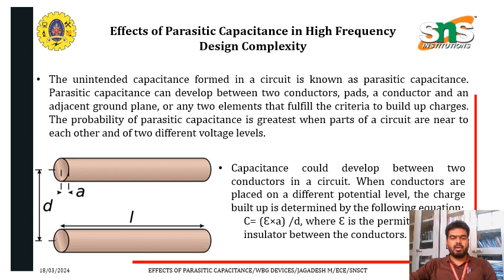Parasitic capacitance can develop between two conductors, at a conductor and an adjacent ground plane, or any two elements that fulfill the criteria to build up charges. The probability of parasitic capacitance is greatest when parts of the circuit are near to each other and at two different voltage levels. Capacitance could develop between two conductors in a circuit. When conductors are placed at different potential levels, the charge built up is determined by the following equation, that is C equal to epsilon into A by D.